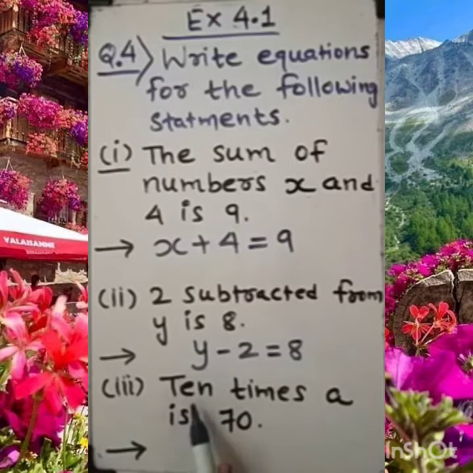Third one, 10 times a is 70. Yes, student, here a is the unknown variable. If we want 10 times of a, it will be 10a. 10 times of a will be 10a. Clear to you? And that is equal to 70. So we need to write 10a equal to 70.